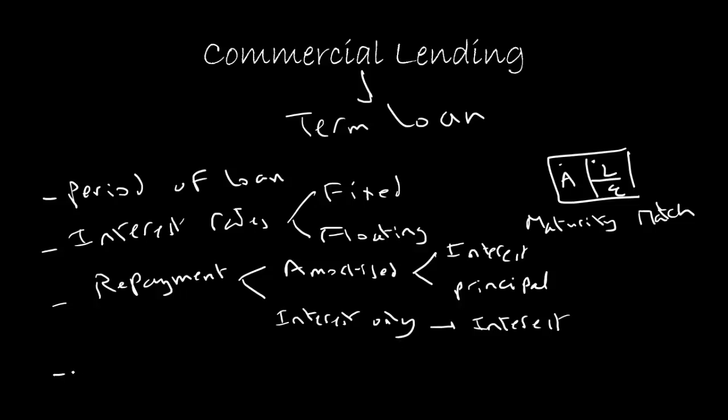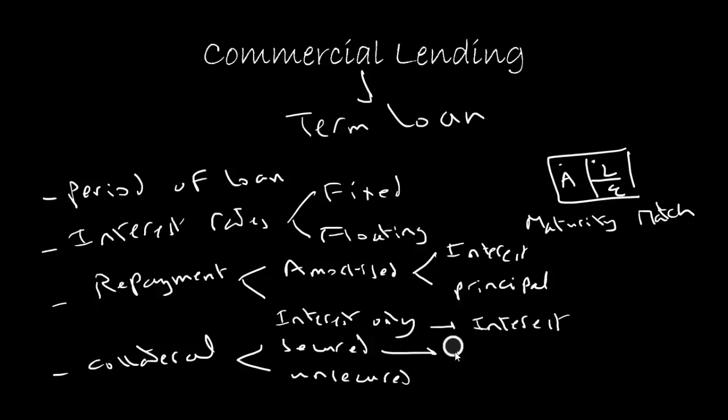Then the collateral. We have secured loans and unsecured loans. Secured loans mean that we have collateral. Unsecured loans mean that we don't have collateral. For example, a company might go to a bank and tell them, I would like to get a loan of $10 million because I will buy this land. I cannot sell the land before I pay you. So this means that we have a collateral. That's why it's called a secured loan.